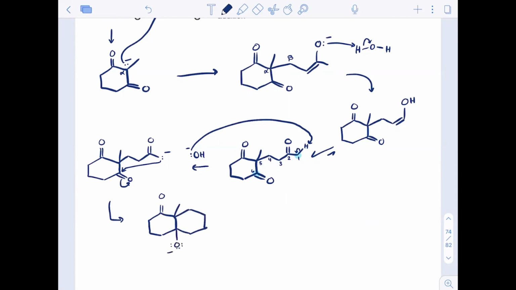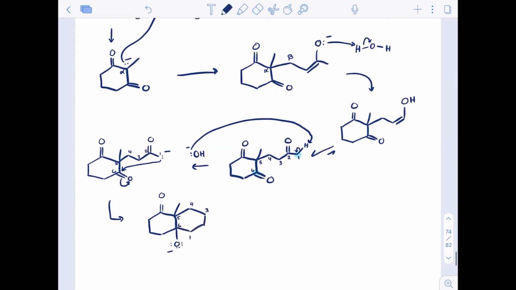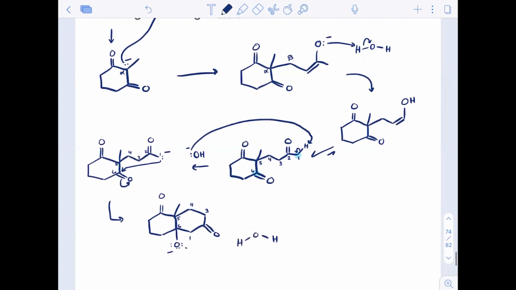Be careful with your structure here. Make sure we're counting up our carbons. 1, 2, 3, 4, 5, 6. Carbon number 6 is what was attacked by the enolate, carbon number 1. Just going to clean that up. Finish up the aldol addition with protonating that alcohol.